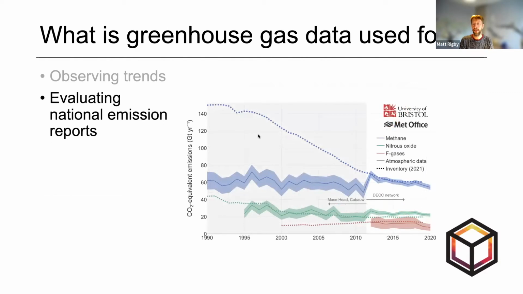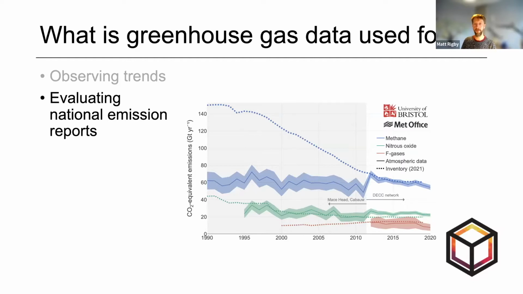But we also use these data through a process called inverse modeling, or top-down emissions inference, for evaluating national emission reports. In the UK, from here in Bristol, we run something called the DECC network, which is a network of greenhouse gas monitoring stations around the country. We can use concentration measurements made in the atmosphere, along with atmospheric models and other estimates of greenhouse gas emissions, to work backwards and evaluate the government's inventory reports.